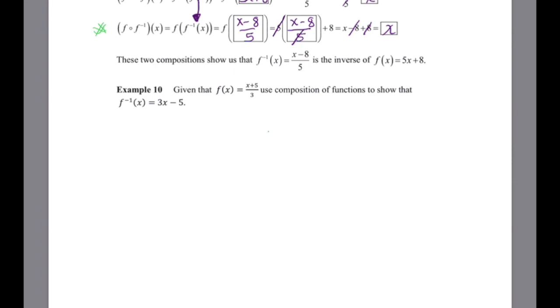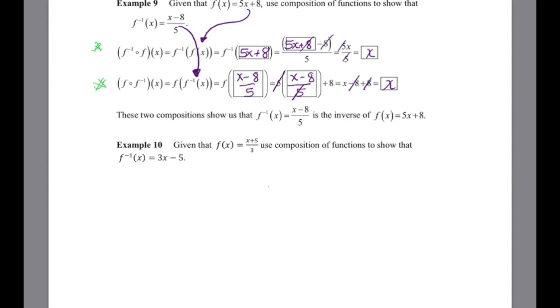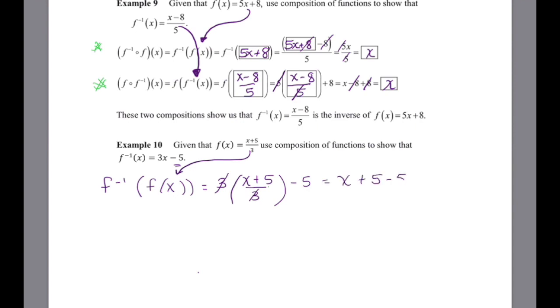And this last one here, use compositions to show that they are inverses of each other. I'm going to start off with f inverse of f of x. So wherever I see x in my inverse function, I'm going to put in 3x minus 5. So x plus 5 over 3, with 3 times x minus 5, plus 5 at the end. My 3's will disappear, and I'll have x plus 5 minus 5, which certainly equals x.